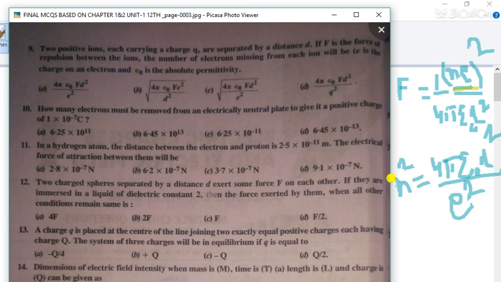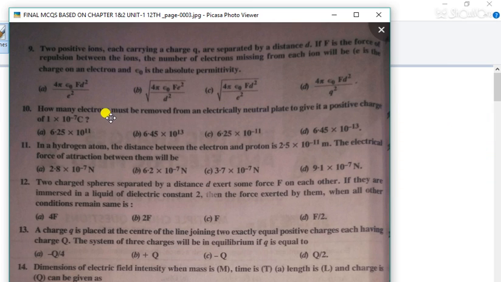I hope this is clear to you now. To find n, we can take the square root of this. So 4 pi epsilon naught d square, multiplied on this side will be F also. So 4 pi epsilon naught d square F by e square, under root. So option number C will be the right answer for question number 9. Now we have to move to question number 10.